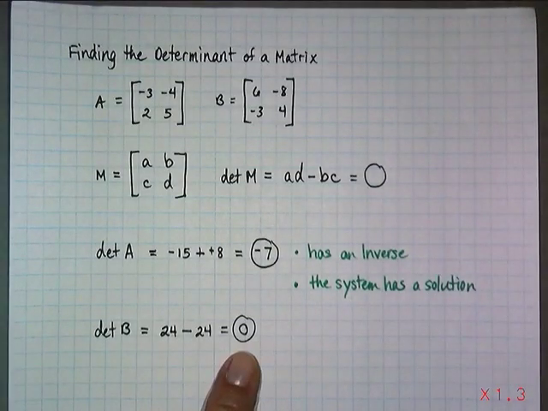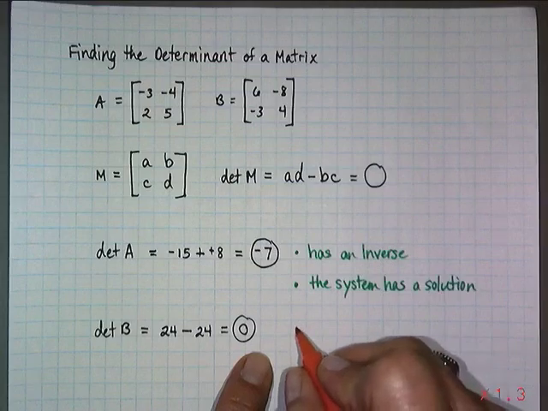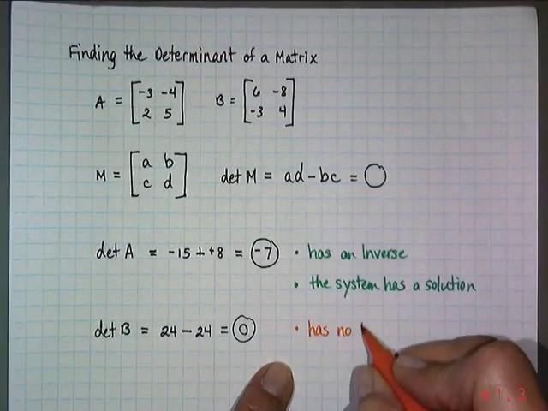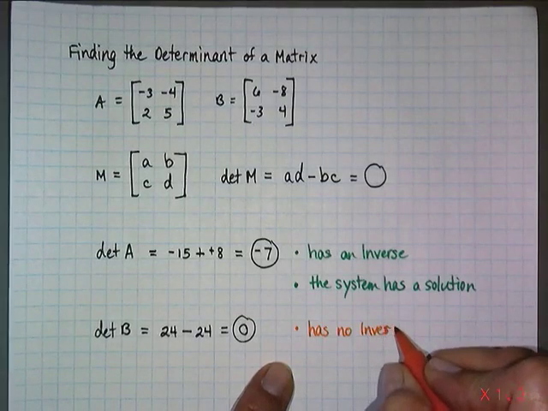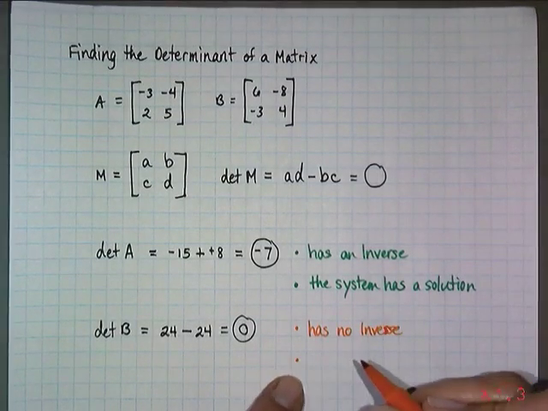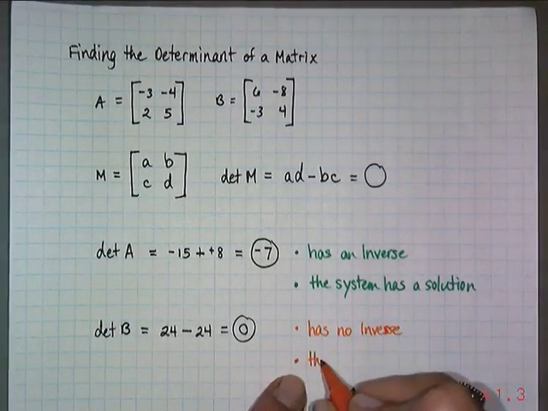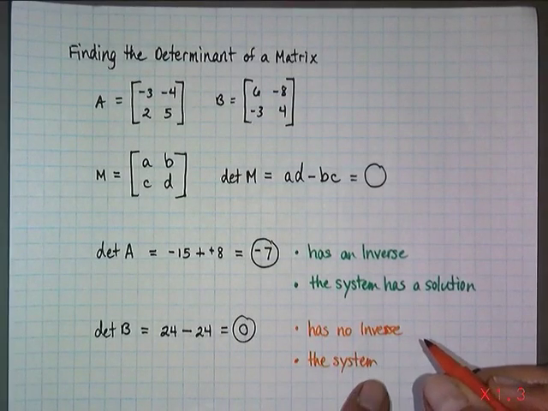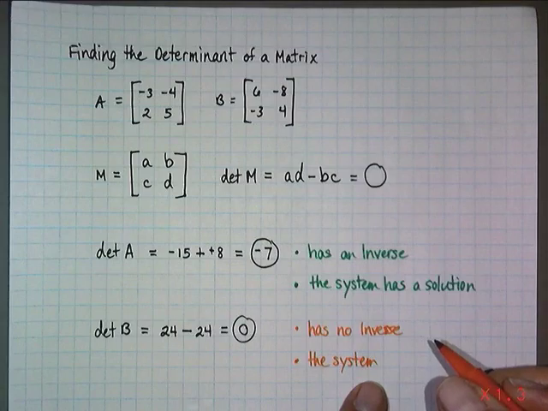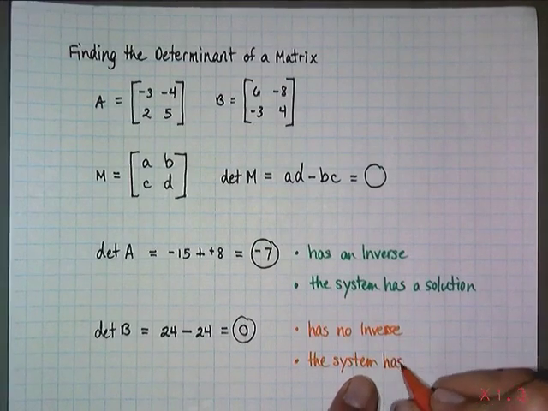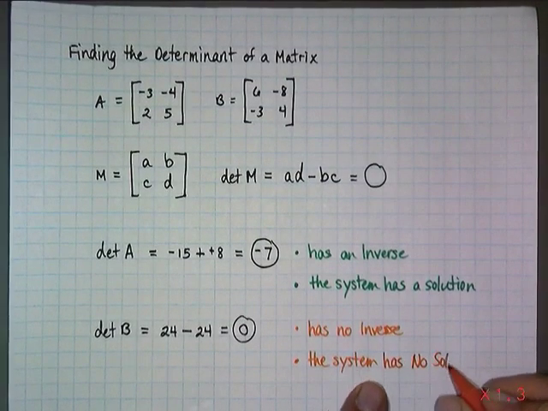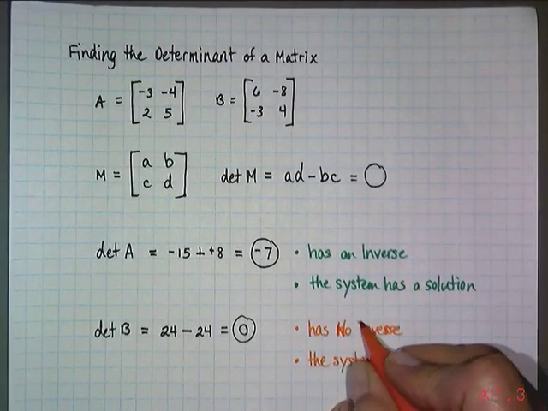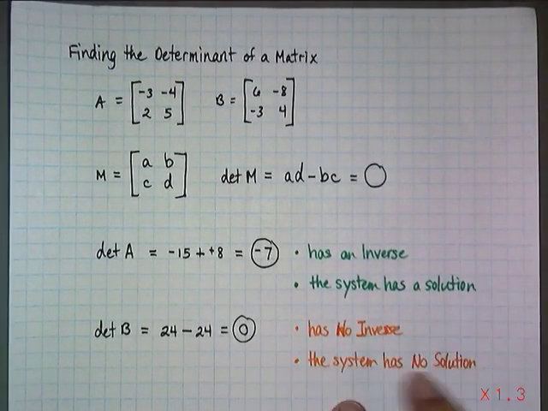Conversely, if you do get a 0 for the determinant, what that is telling you is there is no inverse. That matrix has no inverse. And it also tells you that the system it represents has no solution. So maybe now you understand why we call it the determinant, because it determines something about the matrix. So if you get a 0, there's no inverse. If it has a 0, the system has no solution.